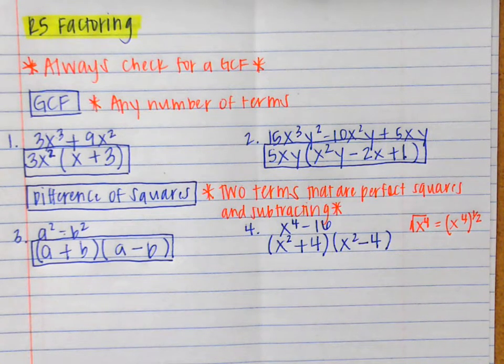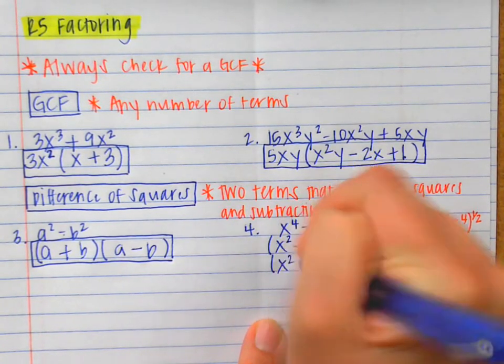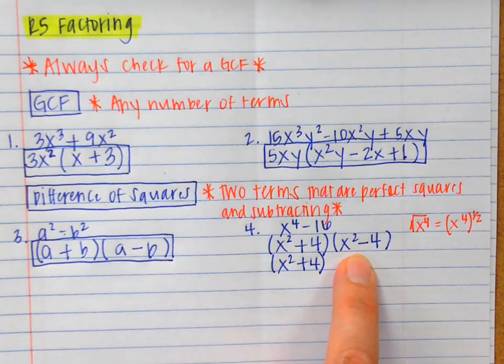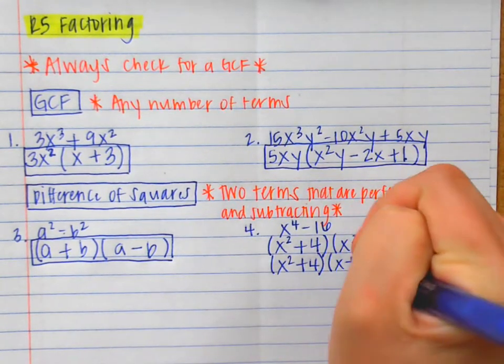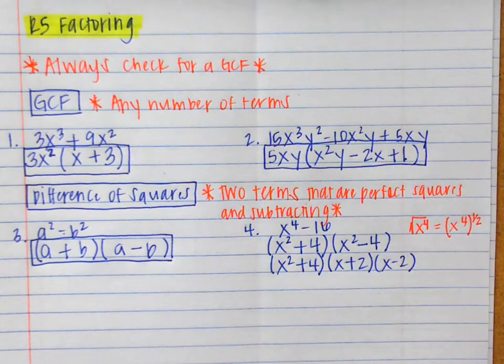But what you can factor further is x squared minus 4. So we're going to bring this down and apply difference of squares here. What's the square root of x squared? What's the square root of 4? That would be x plus 2 and x minus 2. Again, can I factor anything further? We're always thinking, can I factor further? In this one, the answer is no. So that would be my final answer.